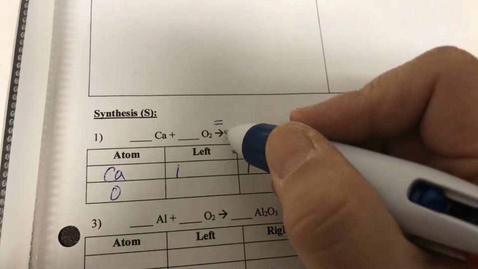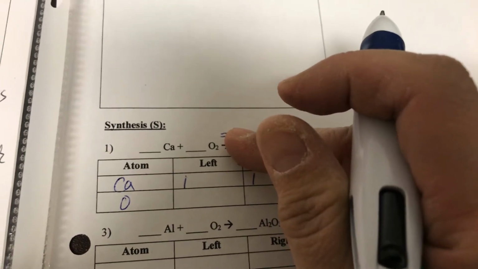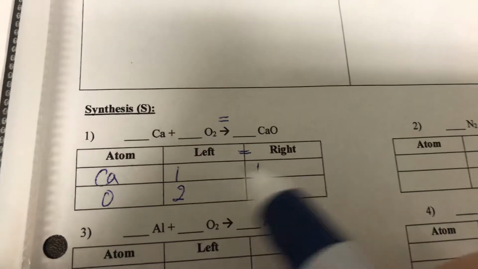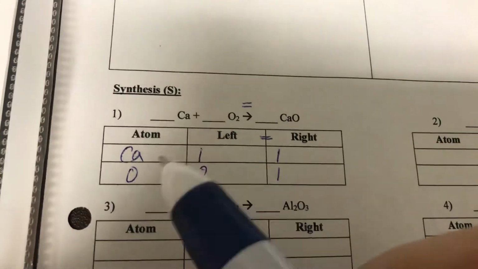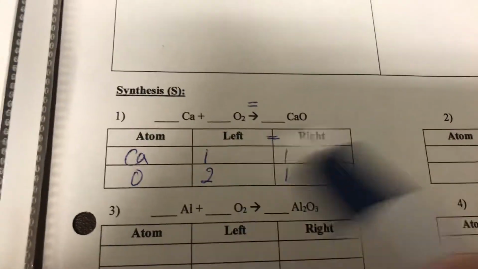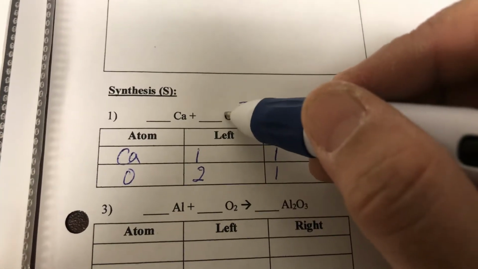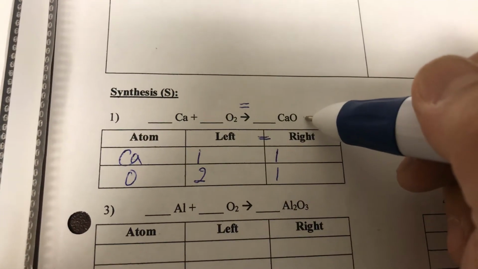And then if you look at the arrow sign, on the left I have 2 oxygen, and then I have 1 oxygen. So if you're looking at this, Ca is balanced. How do I know Ca is balanced? Because they have an equal number of Ca on both sides. But O is not balanced. So here on the left-hand side, I have 2 oxygen. Here on the right-hand side, I have 1 oxygen.